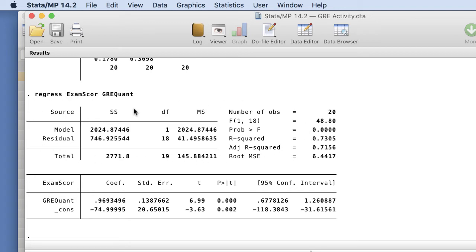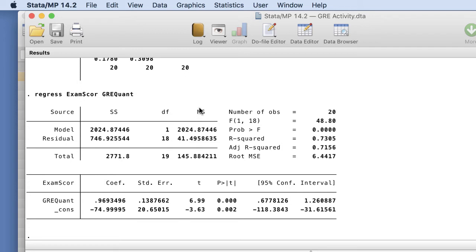If we start with this part here, this is our analysis of variance summary table. Sometimes this is called the model sum of squares, and in other programs it's called the regression sum of squares. Basically what this tells us is how much variability in exam scores is being explained by GRE quantitative scores. And then the residual is what's left over. That's the amount of variability that's not being explained. Our degrees of freedom are based on one predictor variable, GRE quantitative, and then we have 18 degrees of freedom for our residual, which is n minus 2.